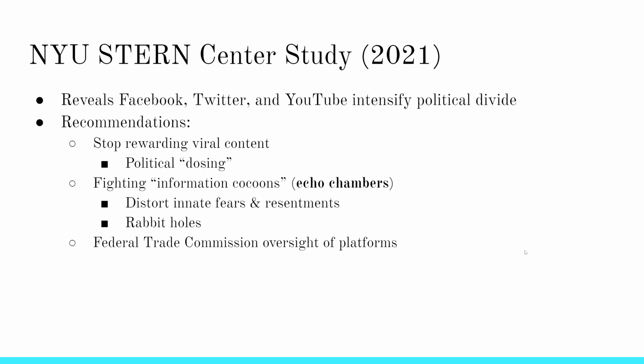Now, in a 2021 study by the NYU Stern Center, they found that social media sites like Facebook, Twitter, and YouTube intensified political divides between people. And they made several recommendations within the study to modify or find a way to reduce this online political tension in social media settings. And one of them was to stop rewarding viral content, which they considered a type of political dosing. And it also developed this kind of echo chamber where it was almost always, I should say, information that would really trigger people.